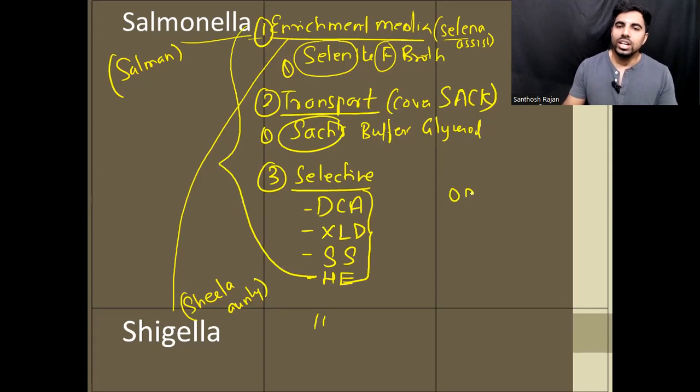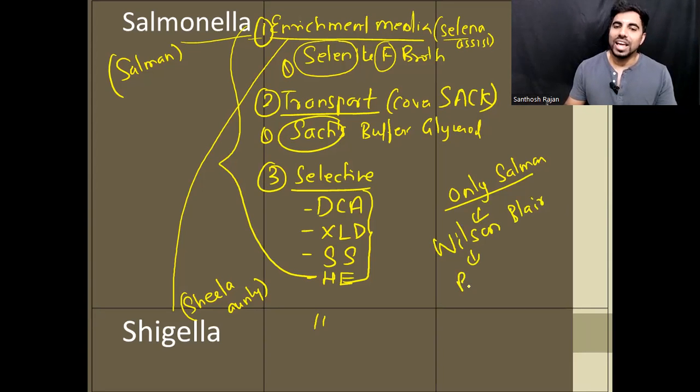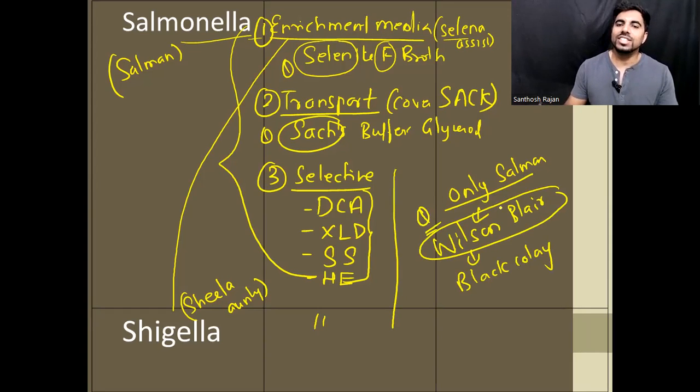But only for Salman, we have someone. What is that? His bodyguard's name is Wilson Blair media. It is black, with black colonies. That would be a question. Wilson Blair is a specific media. This was asked in your previous FMGE and NEET. Everywhere it is asked. Wilson Blair is selective only for Salmonella, but all the other things are common.